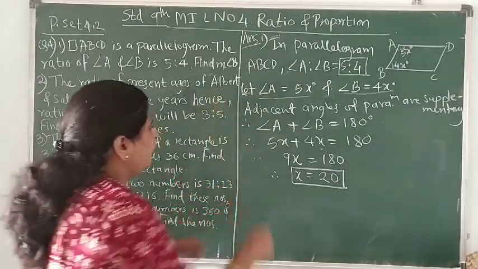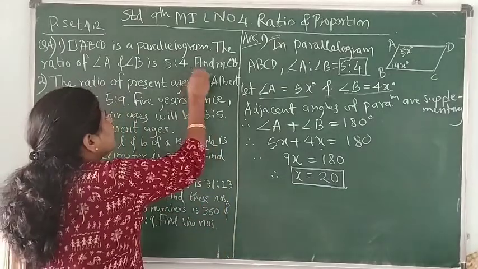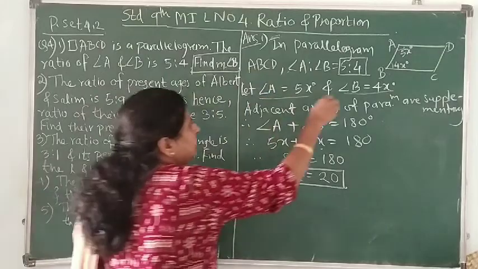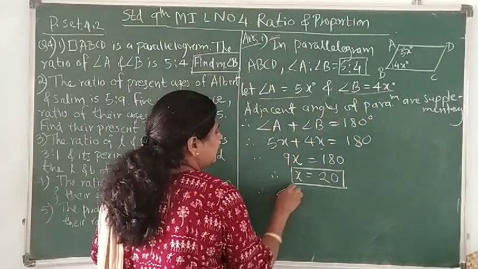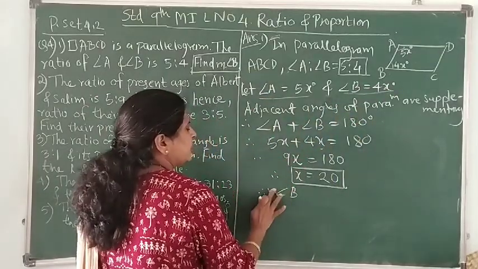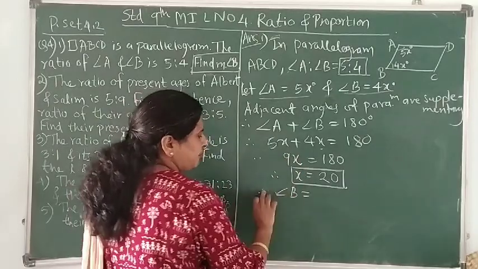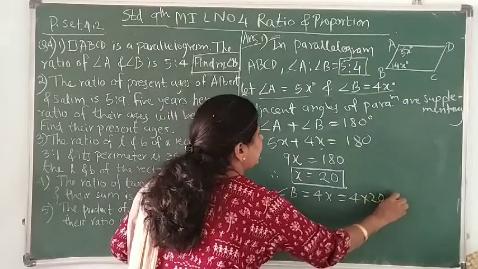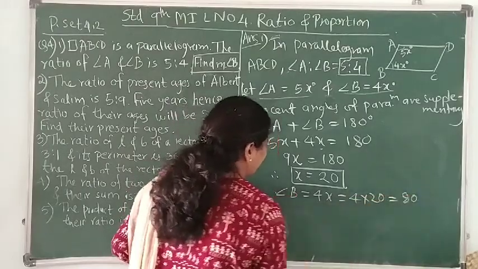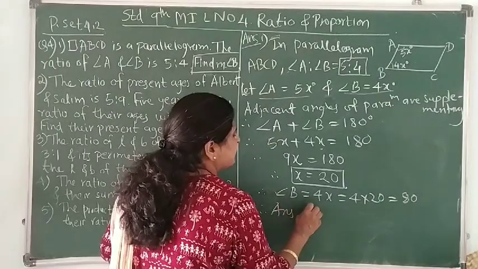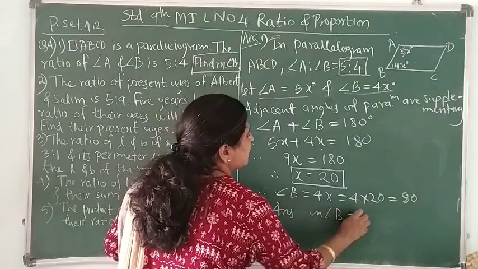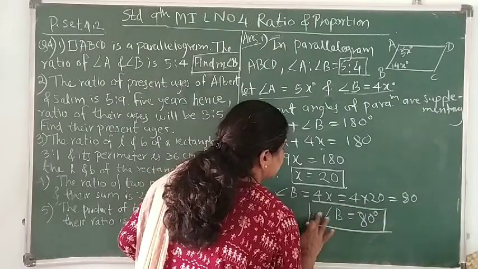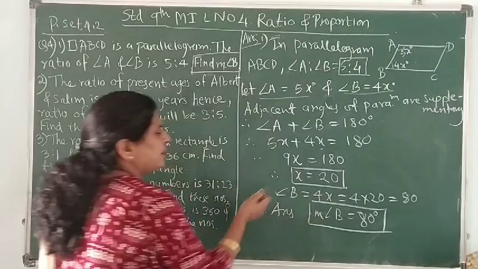So what do we want? After getting the value of x, just have a look at what your question is. Find measure of angle B. So we need not find the measure of angle A, let's find directly the measure of angle B. Therefore angle B is 4x, so multiply this 4 by the value of x as 20 and here you get 80. So your answer statement is measure of angle B is equal to 80 degree. This is your answer.